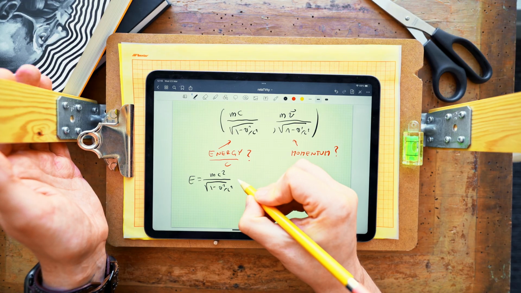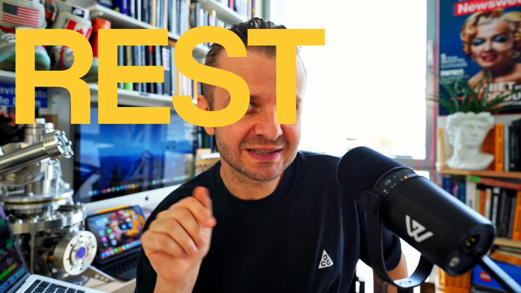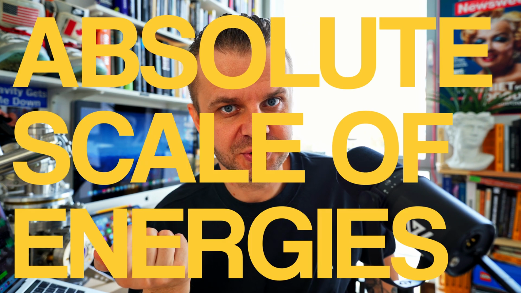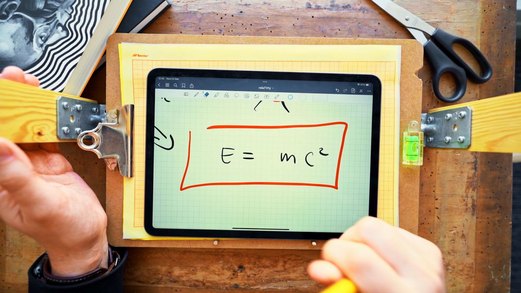Notice that when we Taylor expanded our expression for energy, there was this extra additive term mc squared, which was needed for energy to be a component of a four vector. But now we can see that this term has a very important physical interpretation. It's so-called rest energy, that in principle can be transformed into other forms of energy. So, unlike in non-relativistic physics, in which energy is defined up to an additive constant, in relativity, there exists an absolute scale of energies.